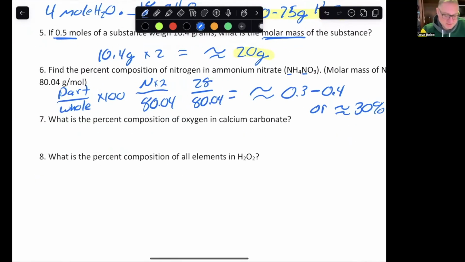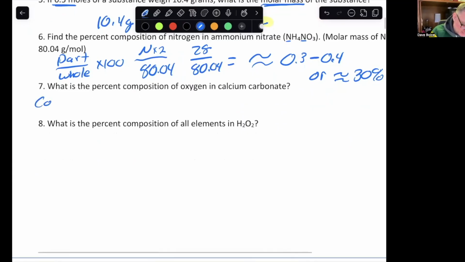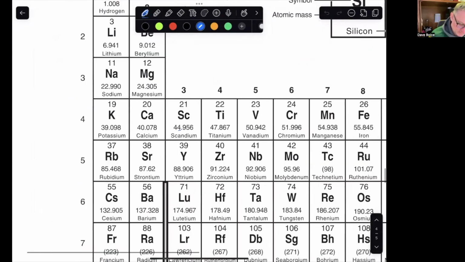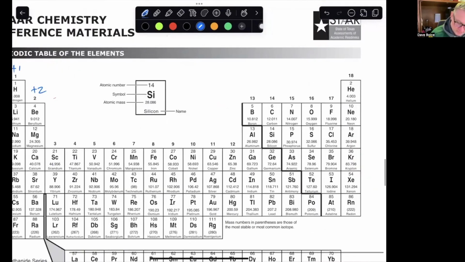Okay, so what is the percent composition of oxygen in calcium carbonate? Well, we're going to have to do a little effort here. We're going to have to look this stuff up. So calcium carbonate, I've got calcium, which always has a +2 charge, and I want carbonate. So let's take a look here. So there's my calcium. Remember, these are all +1, +2, +3, and then these are -1, -2, and -3. And carbon and silicon can kind of go both ways, but they're not very common in ionics.